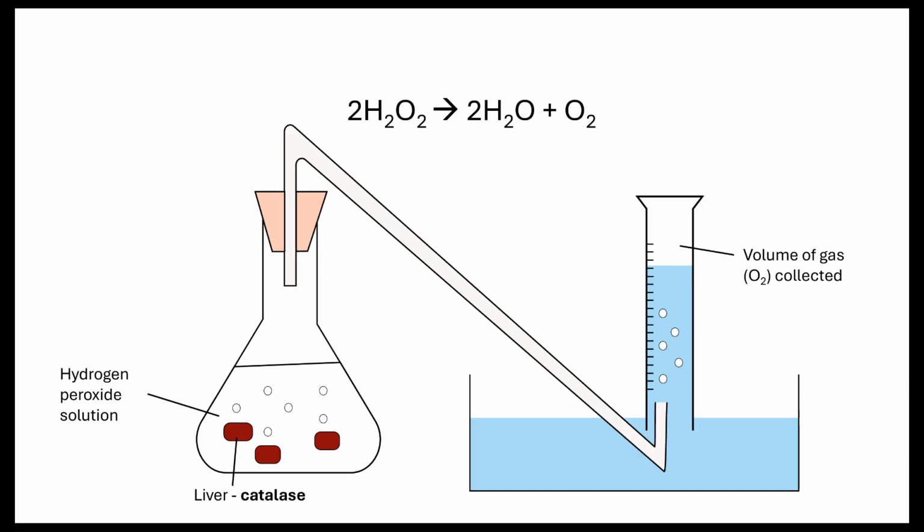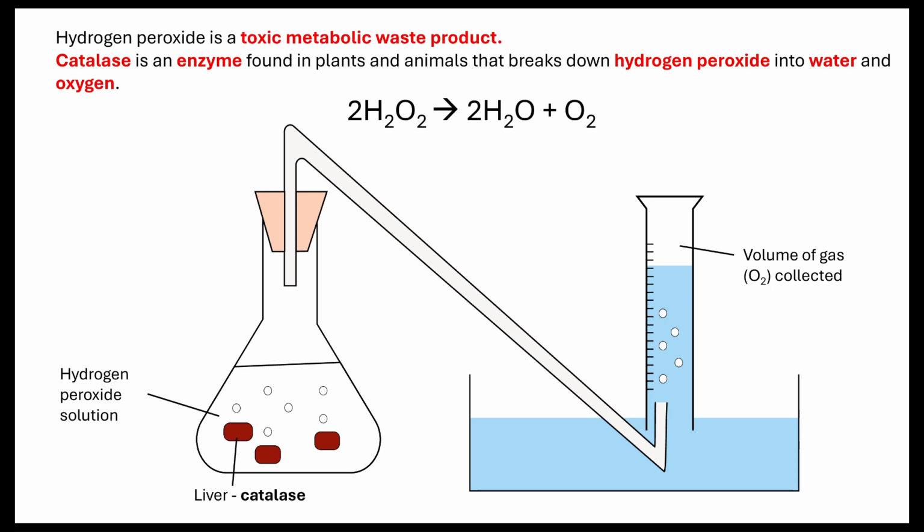So the other thing you need to know when it comes to enzymes and factors that affect the rate is they will most likely give you a question that looks at an enzyme called catalase. So hydrogen peroxide is a toxic metabolic waste product, and we have got enzymes that are produced in both animals and plants that will break that hydrogen peroxide down into water and oxygen, non-toxic substances. So catalase is the enzyme, and that enzyme is very specific in breaking down that substrate, hydrogen peroxide, into the products, water and oxygen.